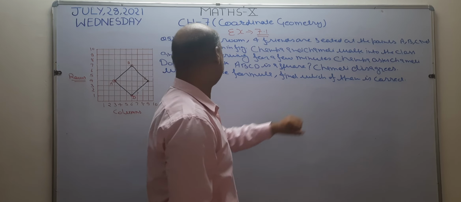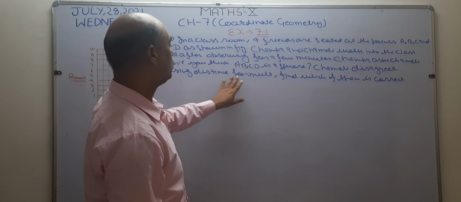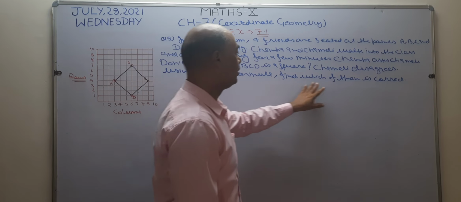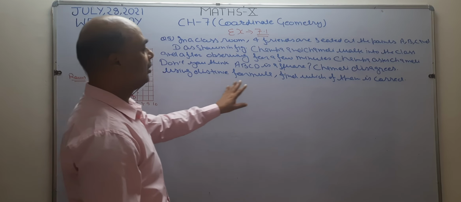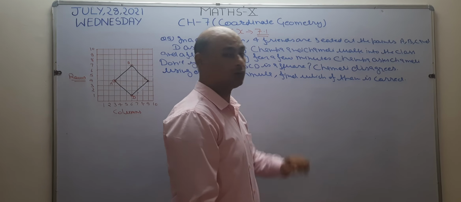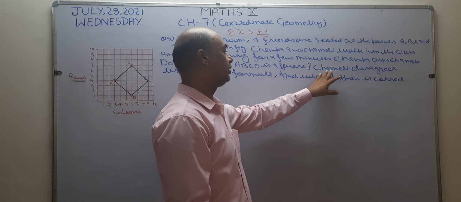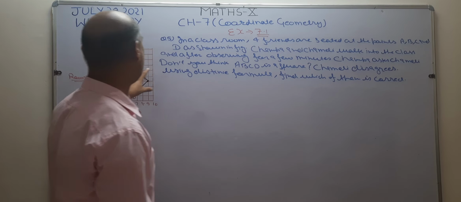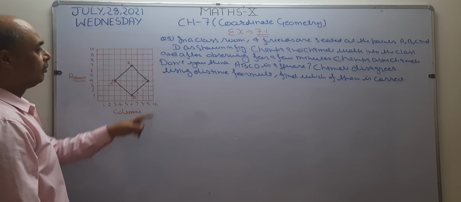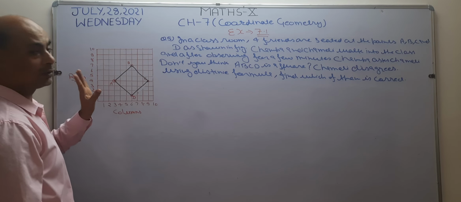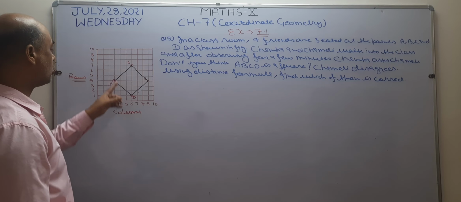Chameli disagreed, saying to use the distance formula to find which of them is correct. Now we are going to check whether Champa is correct or Chameli is correct. Chameli said, no, this is not a square, this is a rhombus because this shape is like a rhombus. But Champa says this is a square. Now we are going to check whether it is a rhombus or a square.